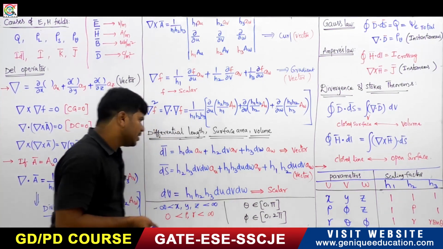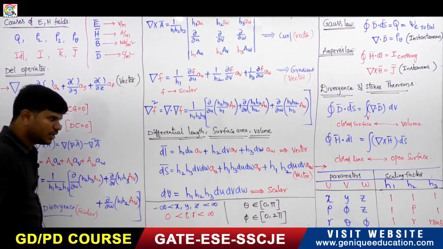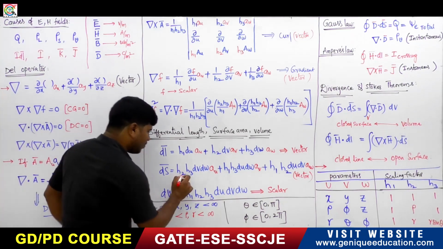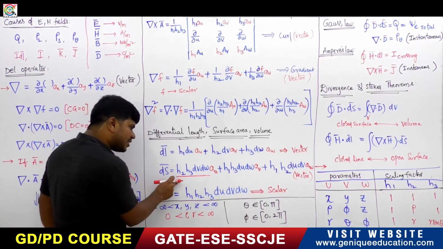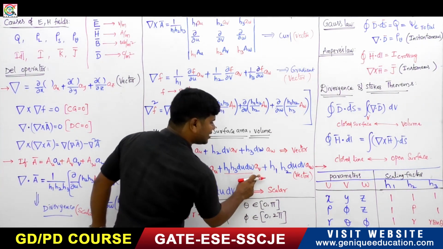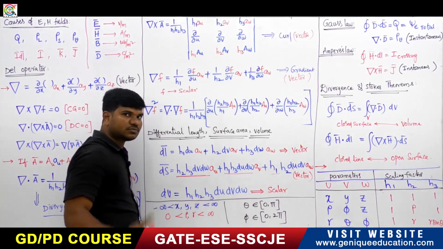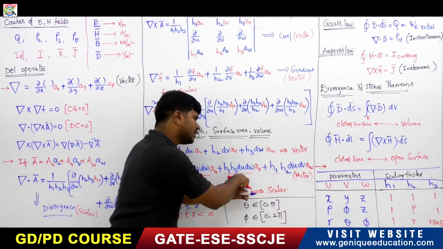You should remember that it is a vector quantity and surface is also a vector quantity. So what is the meaning of this one? It is the surface area in the direction of au. It is the surface area in the direction of av. It is the surface area in the direction of aw. Right? It is a surface area in the direction of au. It is a surface area in the direction of av.